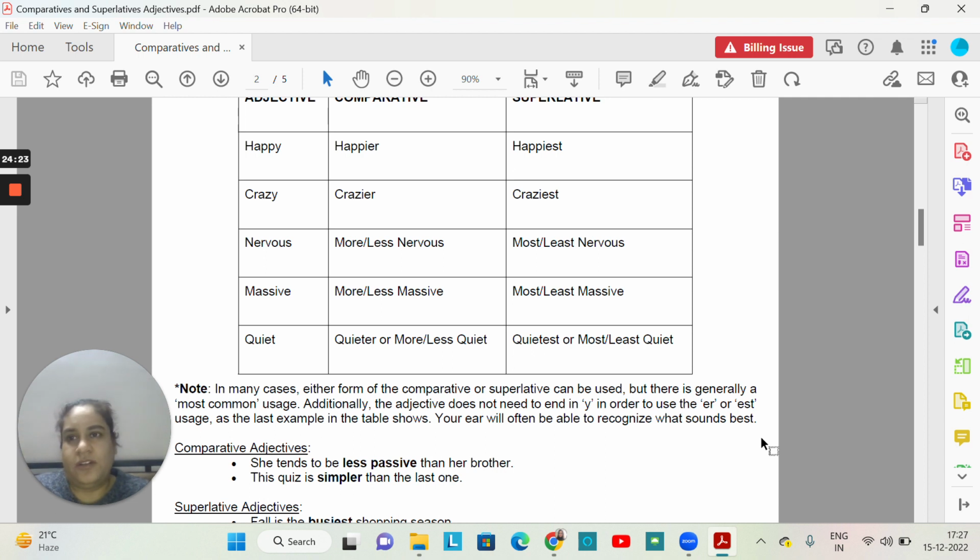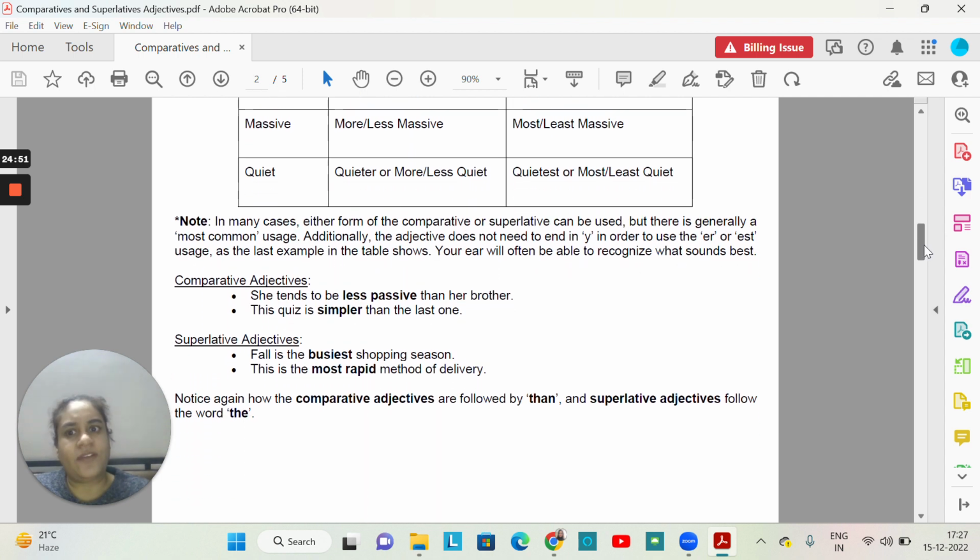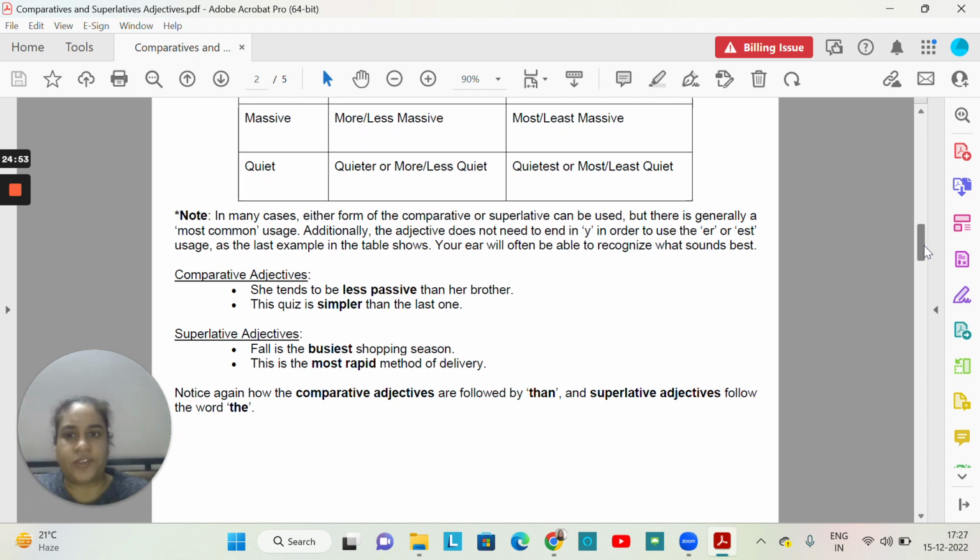Nervouser does not make sense. Massive, massiver does not make sense. Quiet, quieter or quietest you can go. But yes, mostly people stick to most. Like I said, more or most, less or least is commonly used when it comes to two syllable adjectives. That's what we do. Okay. But that is also there, and we have exceptions. We have some exceptions here, which we will understand.